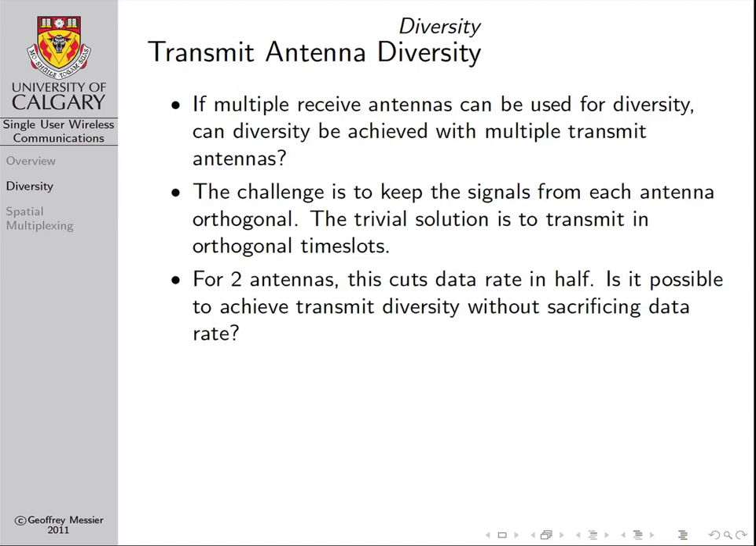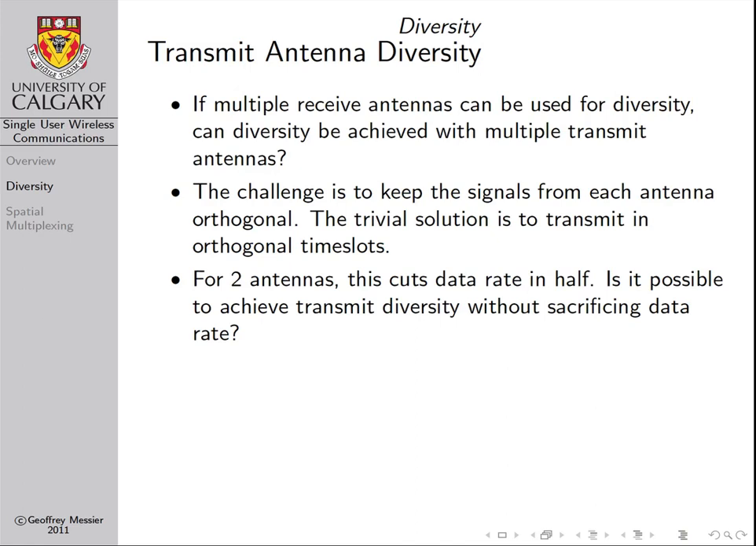The problem with this, though, is that this basically cuts our data rate in half. So if we consider the two antenna case, it cuts our data rate in half. And so we can achieve transmit antenna diversity, but at a penalty to our data rate. And if you'll remember, there was no penalty to data rate with receive antenna diversity at all. We just put up a second receive antenna and we just got our second copy. You know, not quite for free, but certainly from a throughput perspective, it didn't hurt our throughput at all.